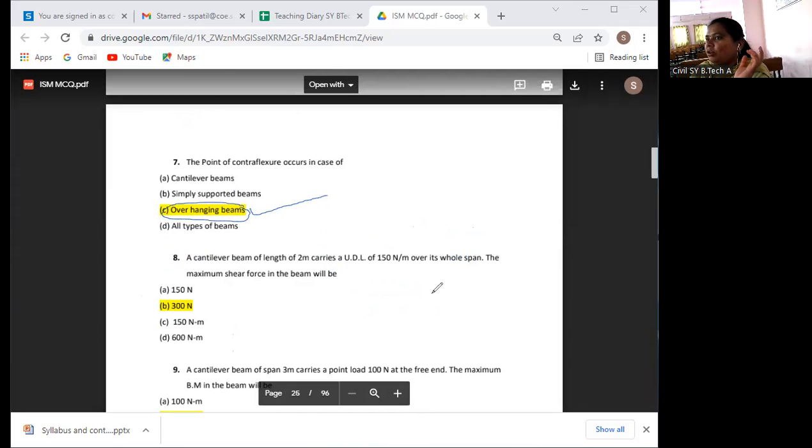After that, one question is given. A cantilever beam of length 2 meter. A uniformly distributed load of 150 Newton per meter is applied over its whole span. The maximum shear force in the beam will be? Anyone, please tell me how to calculate shear force? Yes, 150 into 2, because we have to convert this UDL to a point load. So 150 into 2, shear force is 300.